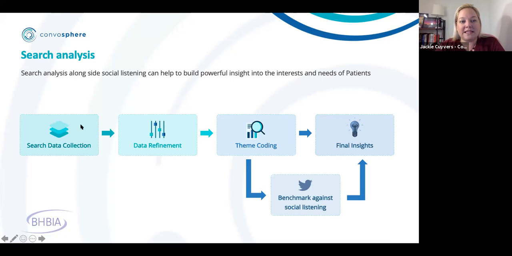So this process starts by doing the data collection. So you get that from the data provider, whether that's Google themselves or another platform. And then you refine it, and then you code it for themes. So you can start grouping it by topic or category, or a particular thing that's specific to the business question that you're trying to answer. Then you can benchmark against the social listening analysis and insights that you've generated. Or if you're not conducting social listening at this time, then you can just finalize your report and share that search data.